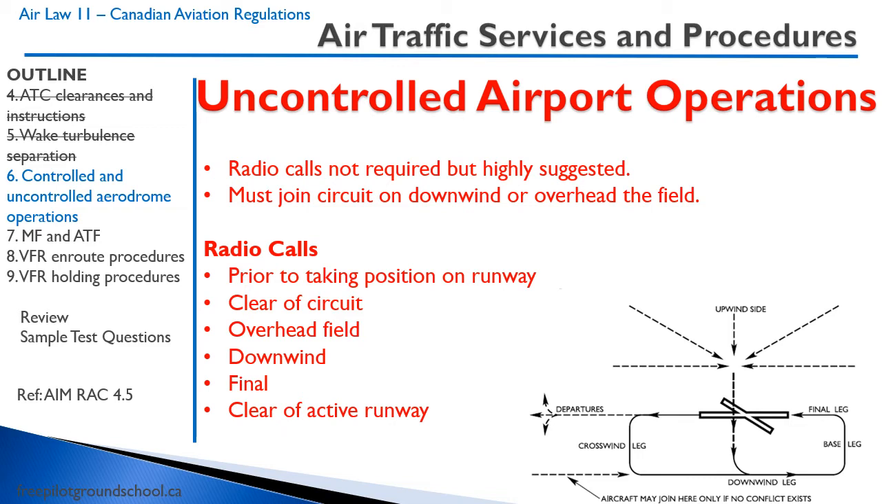You must join the circuit on the downwind side or overhead the field, as we just discussed. There are a number of radio calls that you should make prior to taking position on the runway, clear of the circuit on departure, overhead the field, downwind, final, and clear the runway. So let's say we're departing. We're here, we're going to come here to position. We're going to make a radio call right here. Alpha Bravo Charlie, taxiing to position, runway 27. And we now take off. And we fly away. We're now clear of the circuit. Alpha Bravo Charlie, clear of the circuit. At that point, you can change frequencies, go somewhere else.